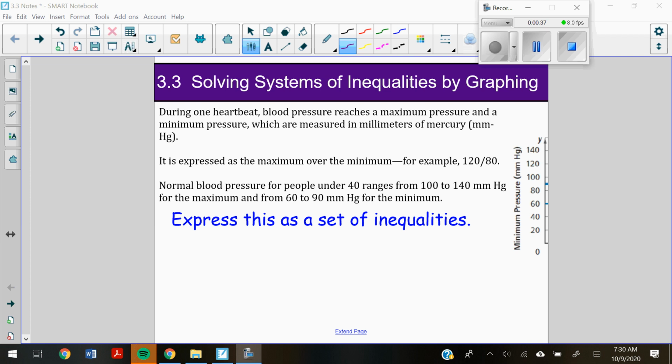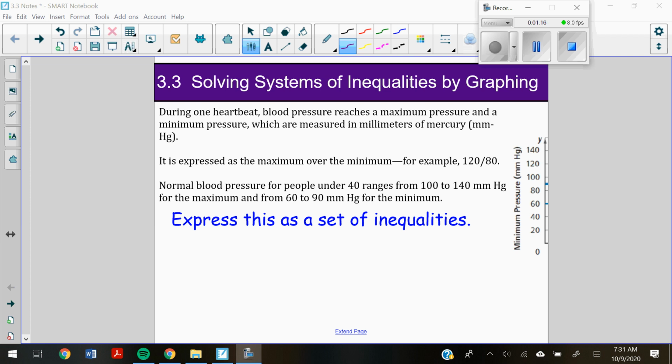During one heartbeat, blood pressure reaches a maximum pressure and a minimum pressure, which are measured in millimeters of mercury, mmHg. It's expressed as the maximum over the minimum. So, for example, 120 over 80. When you go to the doctor, they'll give you blood pressure as a fraction like that. So the top number is the maximum and the bottom number is the minimum. Normal blood pressures for people under 40 range from 100 to 140 for the maximum and 60 to 90 for the minimum. So it says express this as a set of inequalities.